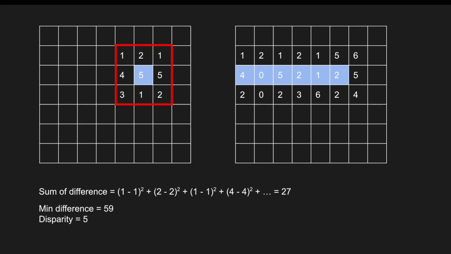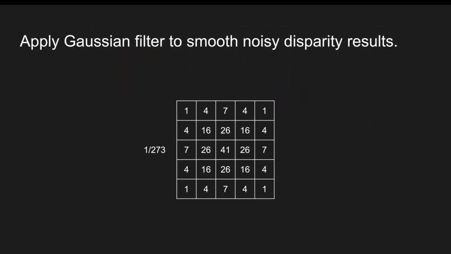Moving on to the next patch on the right image, going through the same calculation, the sum of difference becomes 27 in this case, meaning this patch is a better match than the previous patch. Therefore, the minimum difference is updated to be 27 and the disparity is updated to be 4. After finding the disparity values, the results are often noisy, so we use a Gaussian filter to smooth the results. This is a simple convolution operation.